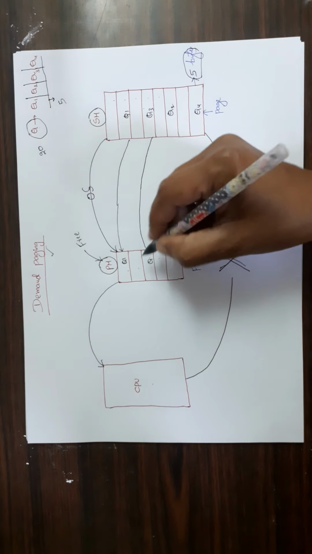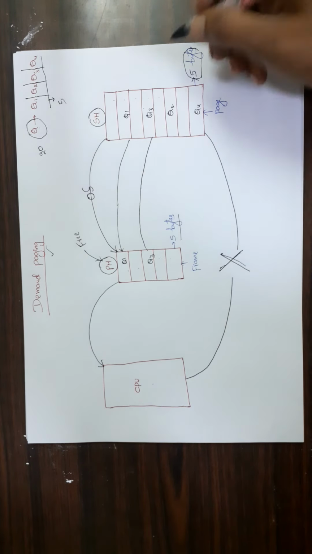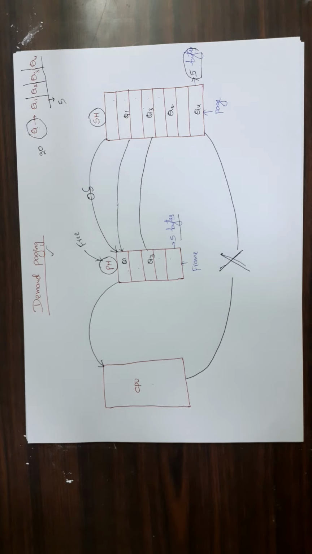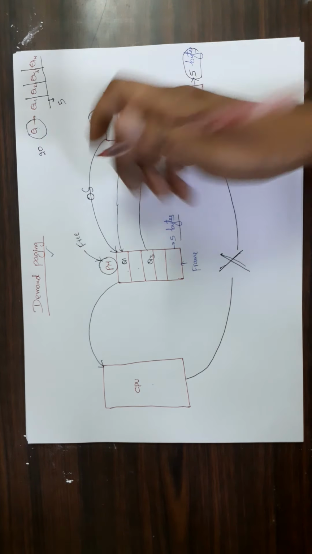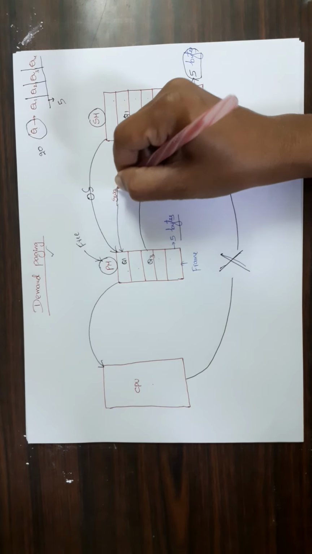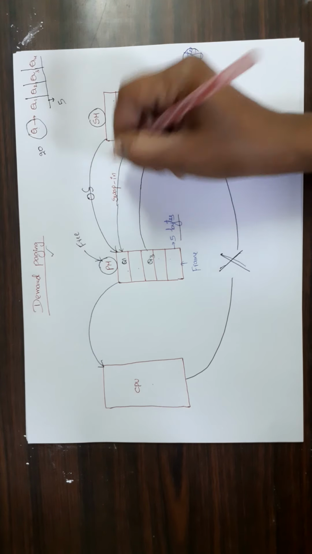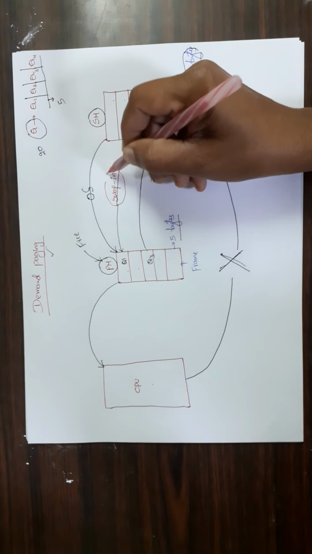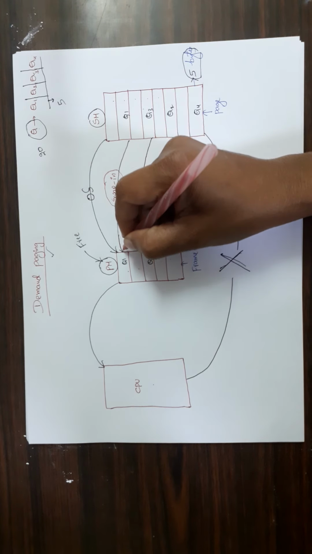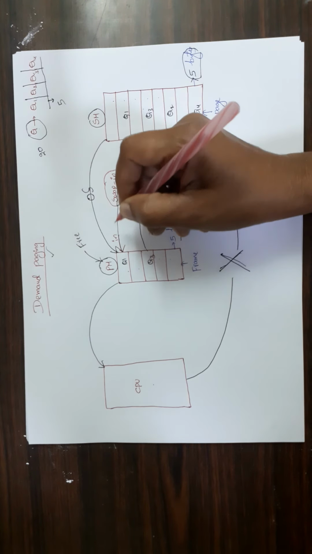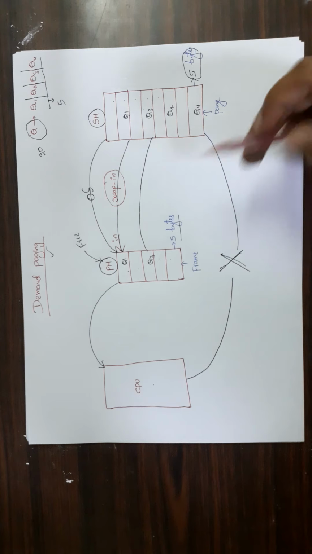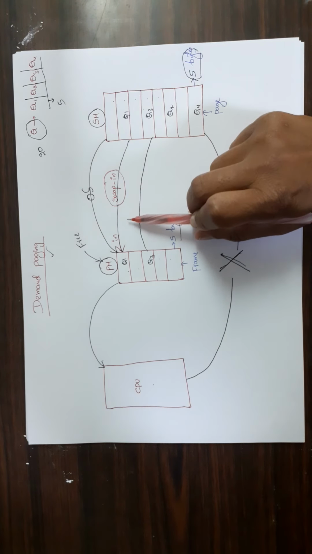Here we are loading the process data from secondary memory to the primary memory. So this operation is called the swap-in operation. It is called the swap-in operation because we are entering the data into the primary memory.